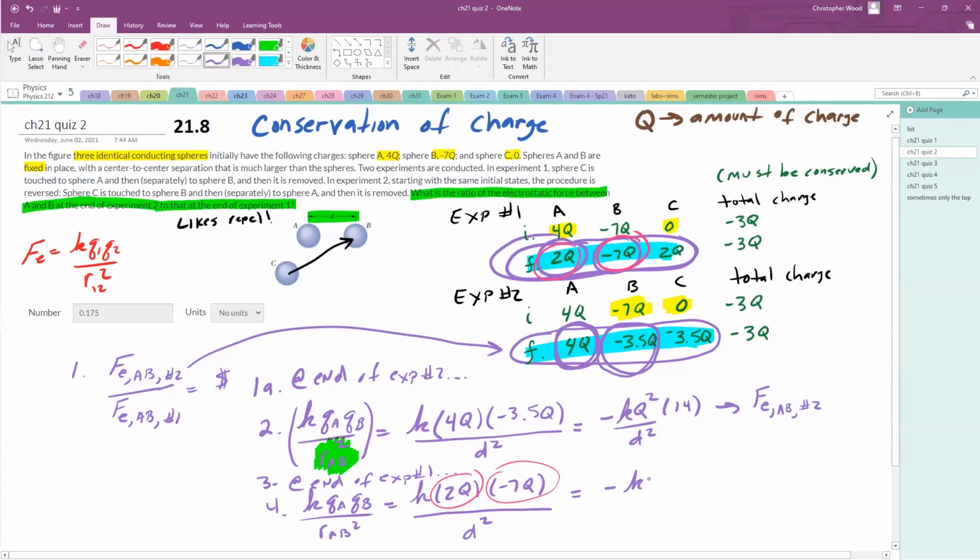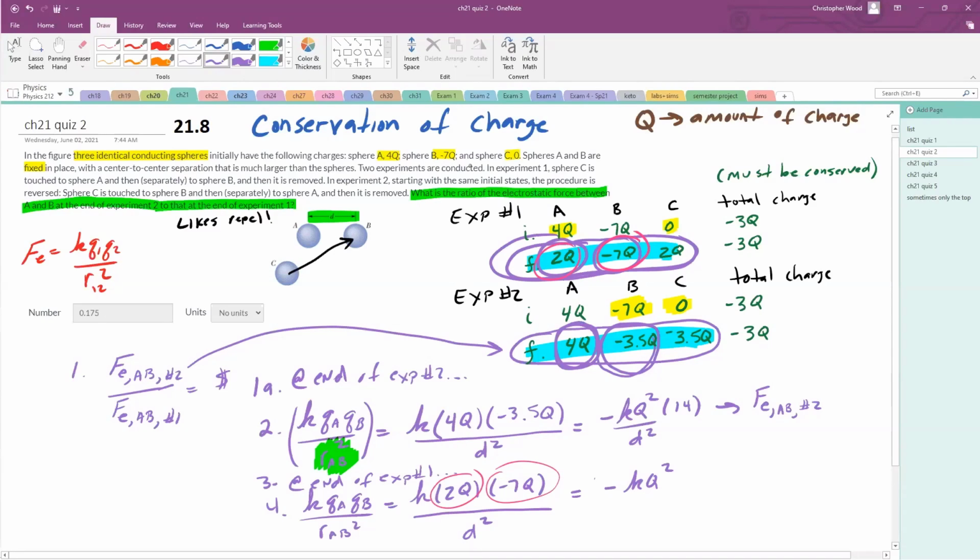Negative KQ squared times, and I made a mistake somewhere. I don't think I made a mistake. Did I? You're supposed to touch B. It says to touch C to A, and then to B. So you forgot one step prior. Let me see, the charge after experiment number 2 is negative 3.5Q. 4 times negative 3.5.